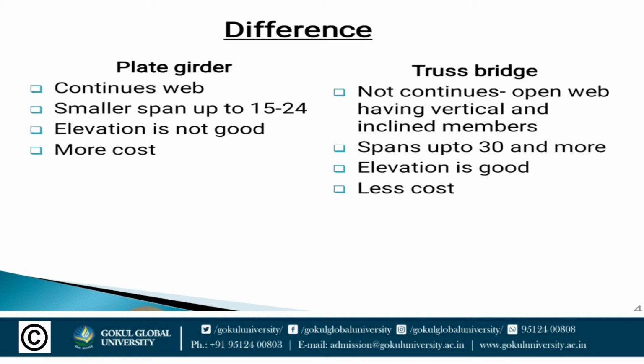What is the difference between the plate girder and truss girder? Plate girder is a type of continuous slab, while the truss girder is a non-continuous open web having vertical and inclined members. So plate girder has only one member like a continuous slab. It is used for smaller spans up to 15 to 24 meter, whereas truss girder is used for spans of 30 meter and more.